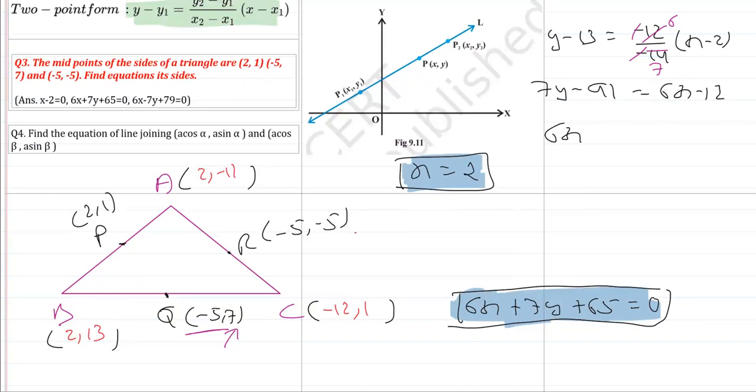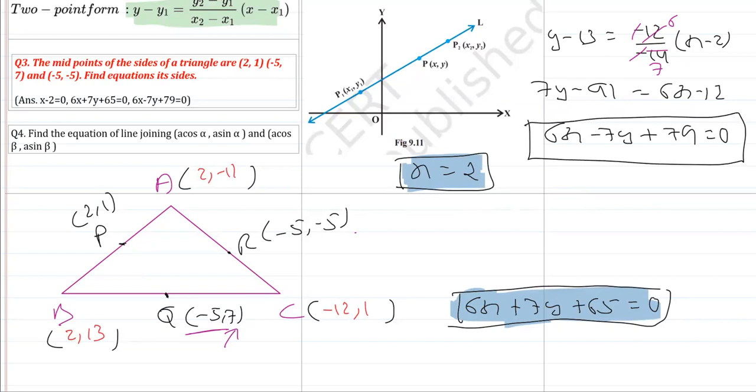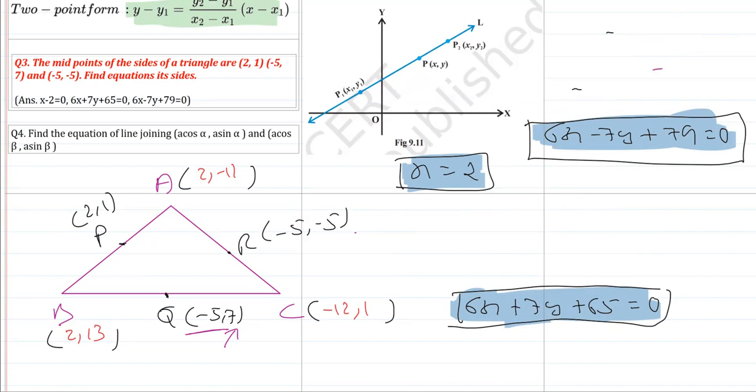Keeping all on the right, this is 6x minus 7y, and transposing, that means adding, this will give you 79. Yes, 79 equal to 0. So therefore, this gives the equation of the third line. According to the figure, it is AC, but anyway, BC, it doesn't make a difference. We just need to find the equations of these three lines, which we have obtained. We'll continue to do more questions based on this formula in the next video.